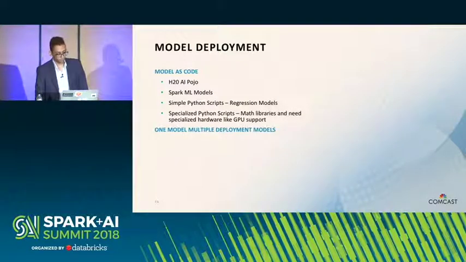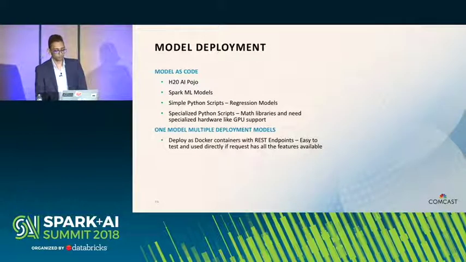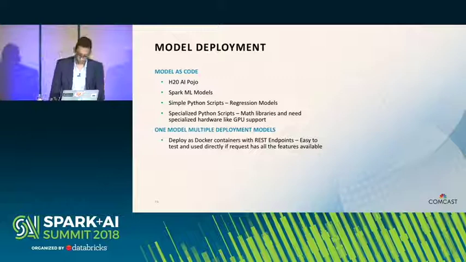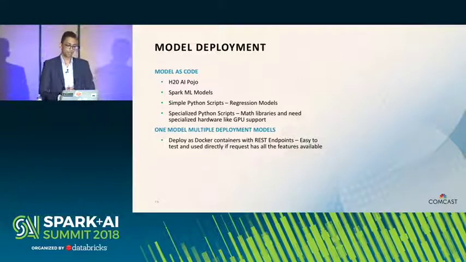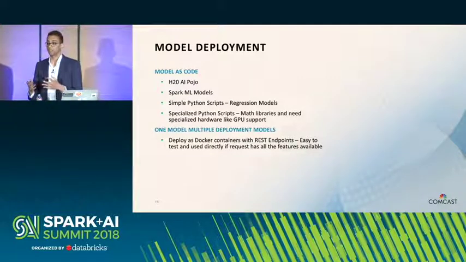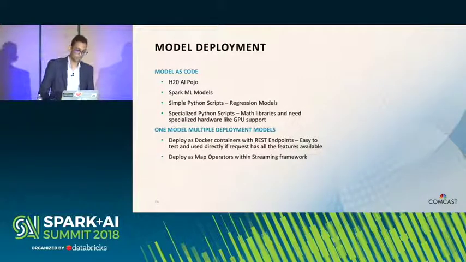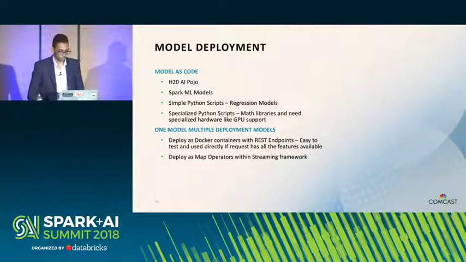We support various different deployment environments. For example, we support deploying in Docker containers behind REST endpoints so that the feature assembly is easy and containerized, and anybody can call it without having to use our feature creation pipeline if they so need. We also deploy as map operators within our streaming framework. Like I said, this is Apache Flink, but we're doing experiments with Spark Structured Streaming.